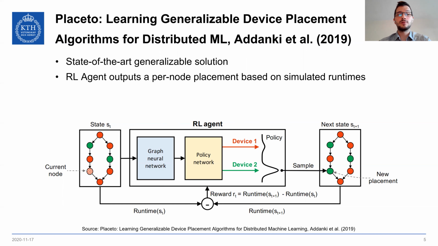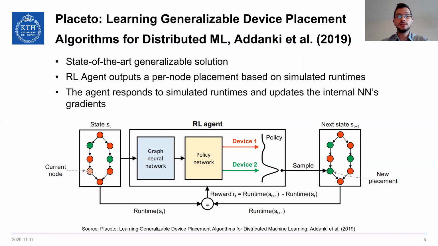Each epoch, which is one iteration over one neural network, all of the input graph nodes are passed through the system iteratively. The current node goes through a graph embedding neural network, which allows for the generalizability, and then through a policy network, which produces a device classification for that node. Finally, the runtime of the updated graph is simulated and is used as a reward to the RL agent. The runtime is used as a reward to update the internal neural network's gradients for the next node.